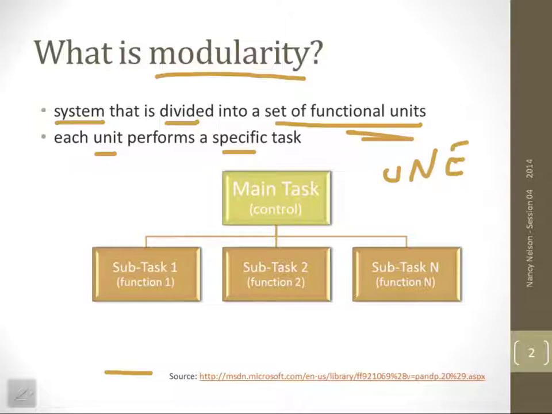If we look at our diagram, we have our main task, and this is the one that would control all the other modules. Then we have our series of subtasks, subtask 1, 2, all the way up to subtask n, and in some languages, C included, these are called functions. You might hear them referred to as procedures or subroutines, and sometimes even modules, but in C, it's functions. So the job of the main module is to control the rest and to call upon the other subtasks or other functions when that particular task needs to be completed.